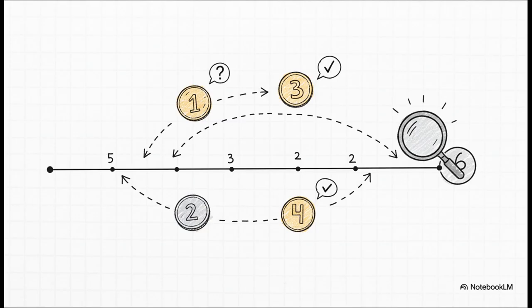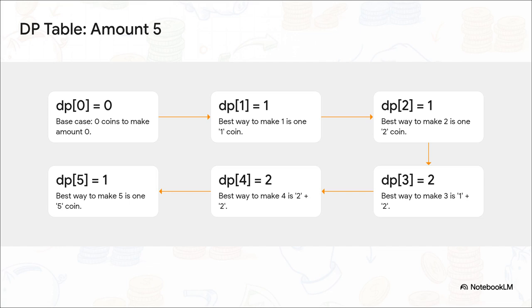You check all your options based on the coins you have, and you just pick the one that gives you the smallest total. Okay, let's actually build one of these DP tables together. Let's say we want to make 5 using coins of 1, 2, and 5. We start at the beginning. The answer for 0 is, well, 0 coins.